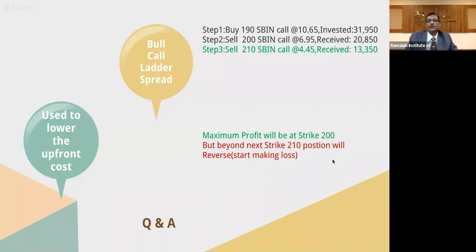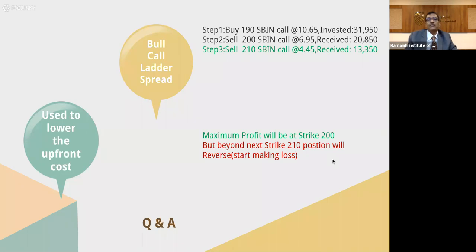Maximum profit here in case the market goes up will be at 200. But the note of caution is that beyond the strike 210, the position will reverse. Why? Because you have sold the call. So typically a trader, whenever the price reaches 210 or a little bit higher, will liquidate the position. So they lock up the profit, and they have not paid any cost for this particular spread. So that's the advantage of the bull call ladder spread.